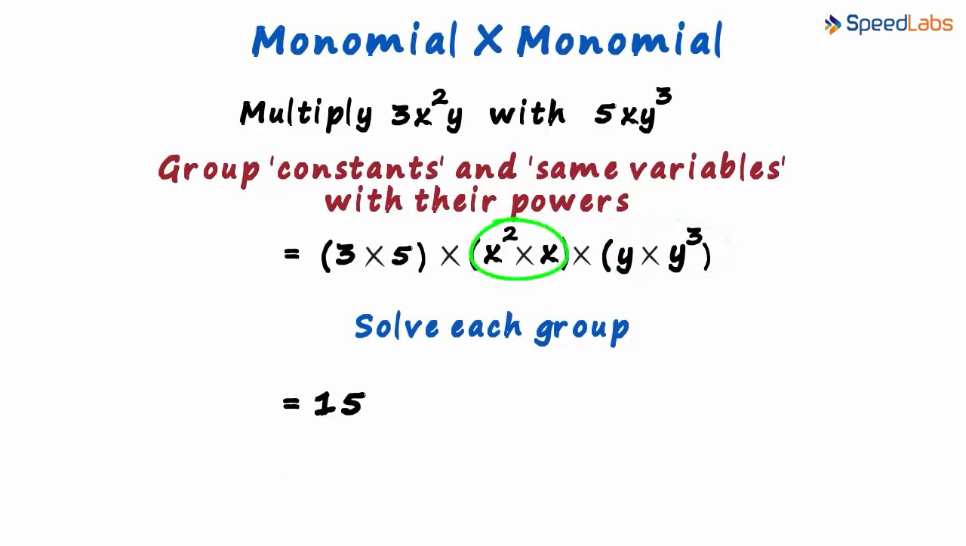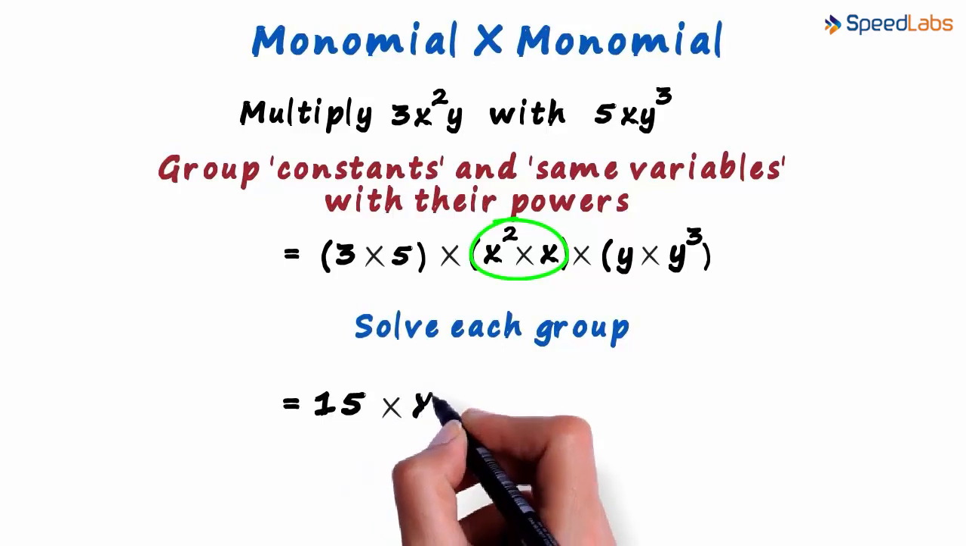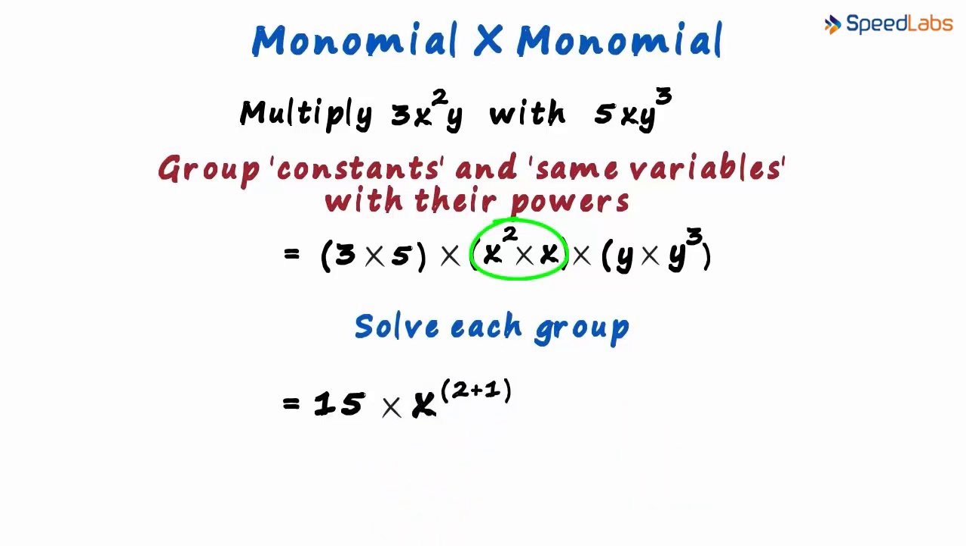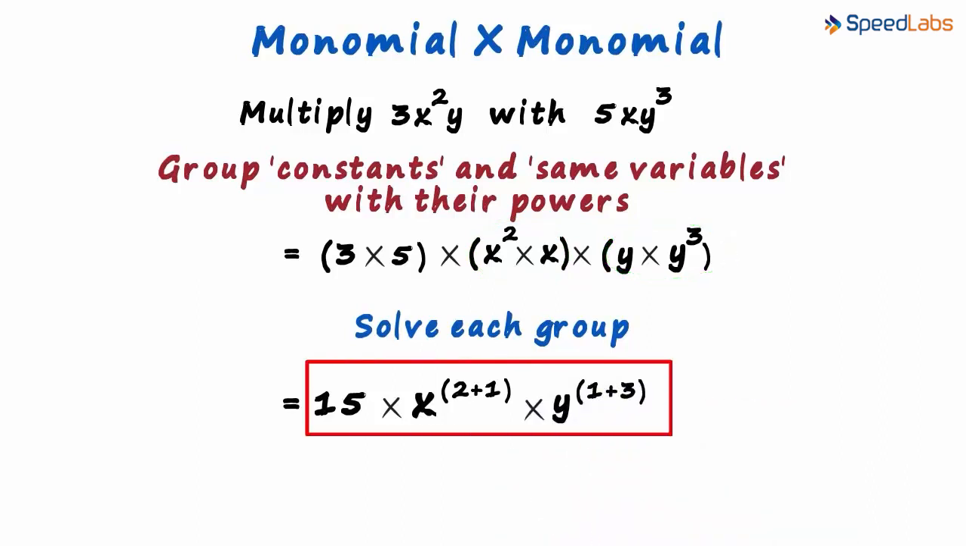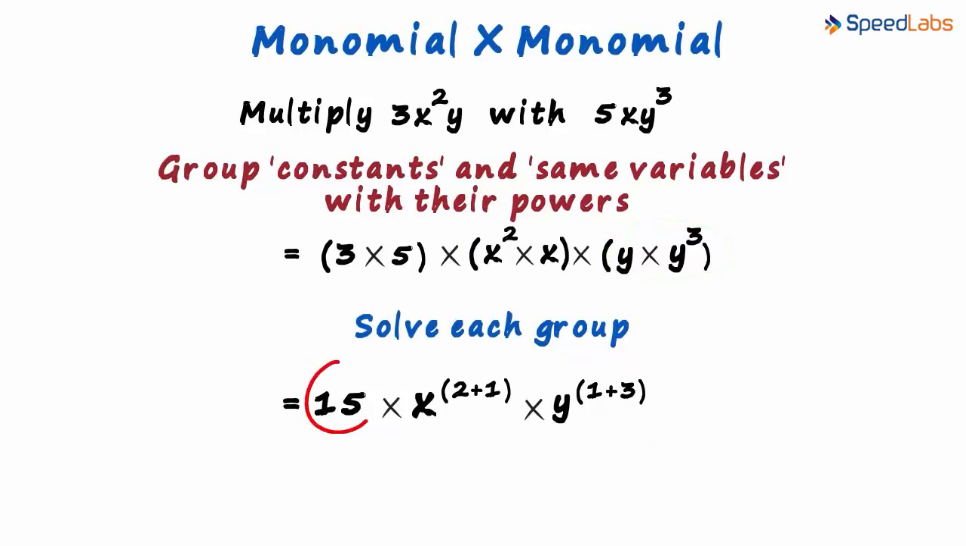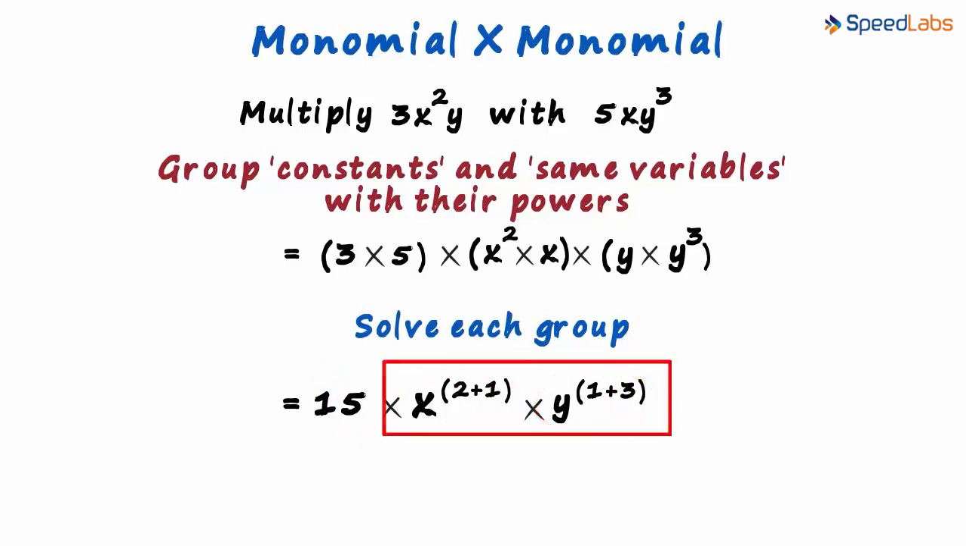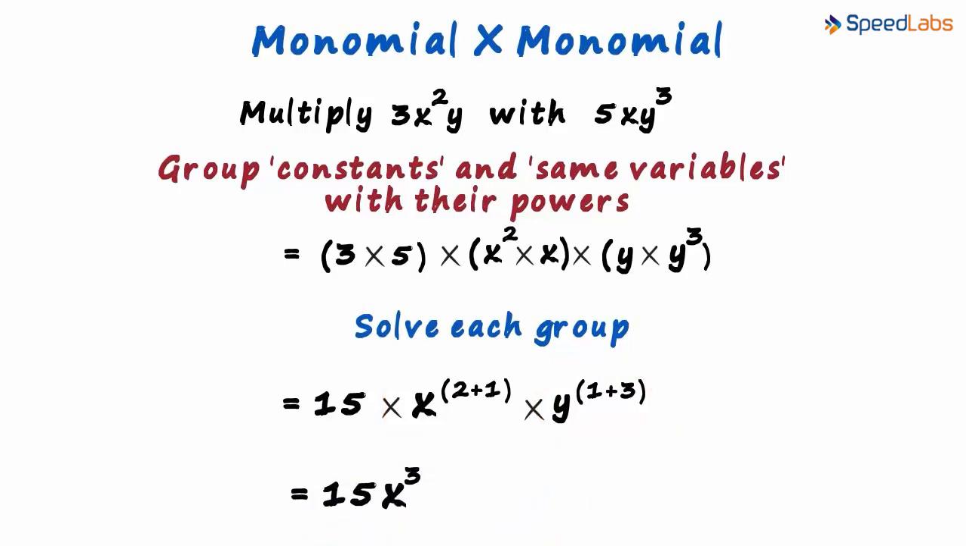Let's look at this group first. The base is the same and the powers are 2 and 1. Using the product law, we write it as x raised to 2 plus 1. And similarly, we write this group as y raised to 1 plus 3. That's it, we're almost done. 15 cannot be modified further. This equals x cubed and this is y raised to 4. Multiplying these two monomials, we get 15x cubed y raised to 4.